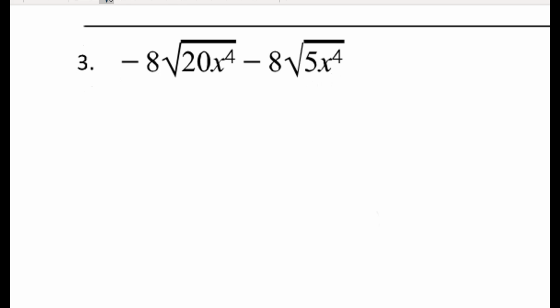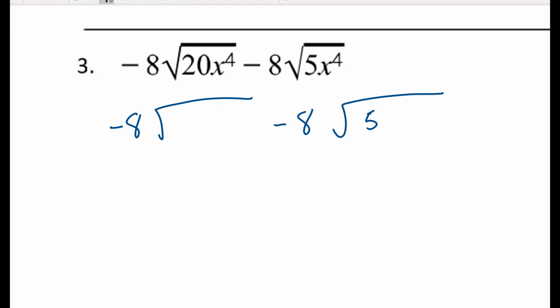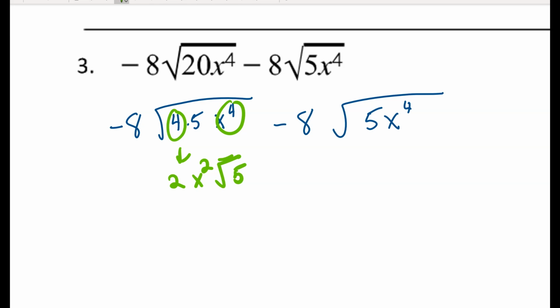Another example would be something like number 3, except with variables this time. I'm going to try to do that same trick where I can break it down as much as I can, and then go from there. So 5x to the 4th and 20. 5 I don't think I could break down anymore, but 20 I recognize as 4 times 5. And again, you could try dividing a couple perfect squares into it if you're not sure. I can bring out the 4 as a 2. I could bring out that x to the 4th. That's an even numbered exponent, so I could just take half of that to make it x squared. And the only thing I have left hanging out under the radical is that 5 still.